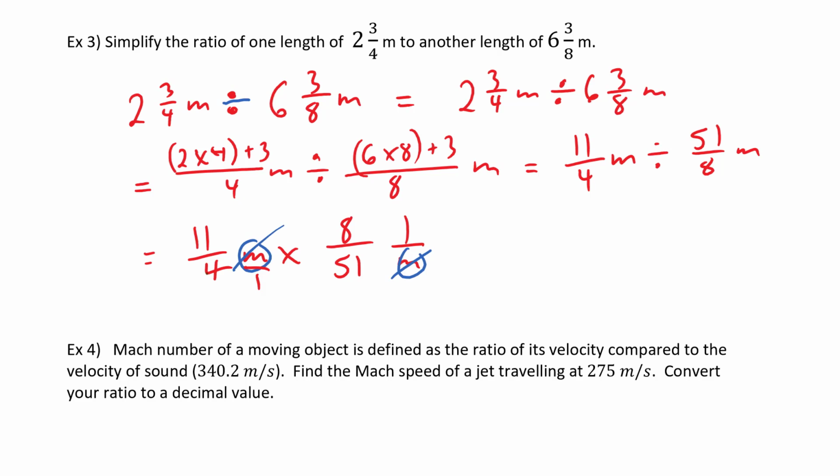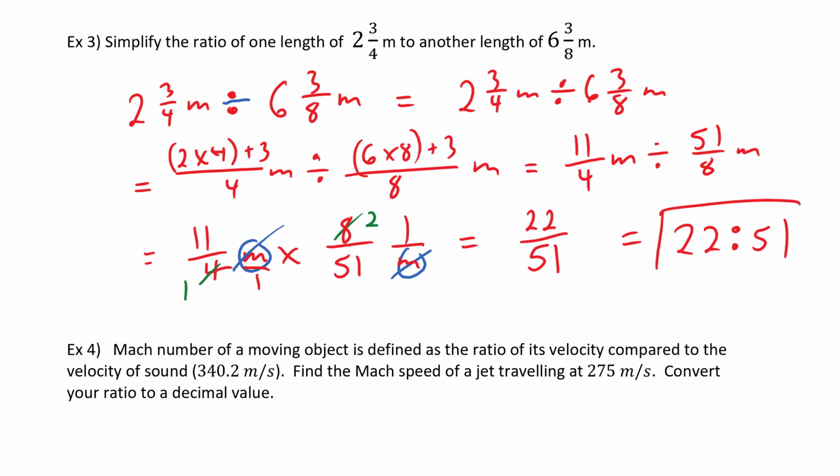Can we simplify this down? We sure can. Take 1 4 out of there, take 2 4s out of there, giving me 22 over 51. No more units. The units canceled out. Then I can write this back as a ratio, 22 compared to 51. So we can switch from the ratio format into a division format, and when we get our fraction, we can put it back as a ratio. Very simple way to try and simplify two mixed numbers that are being compared.